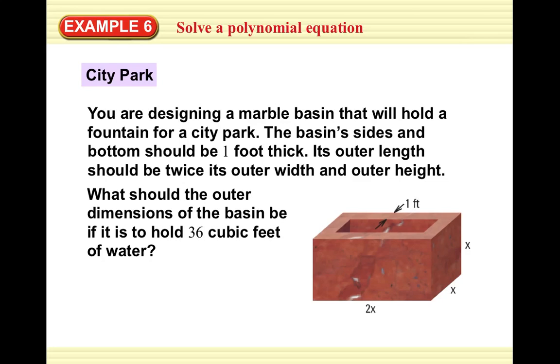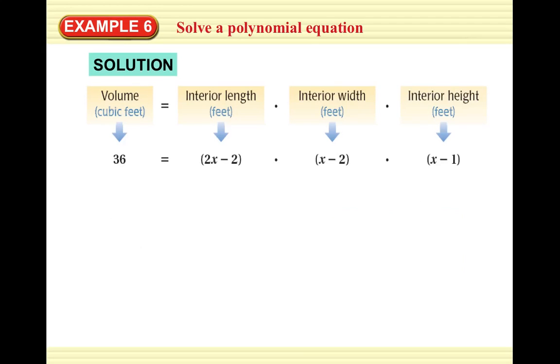And then the thickness would be 1 foot. So the width of the overall going around is 1 foot. All right, so the volume is going to equal 36, and we're going to have the interior length, the interior width, and the interior height. So we're having to subtract for the thickness of the basin. That's where the minus 2 is coming from. And of course, the height only has it on the bottom, not the top.